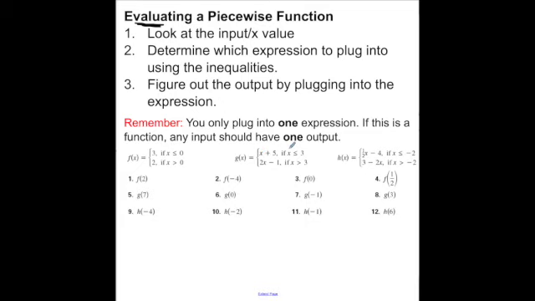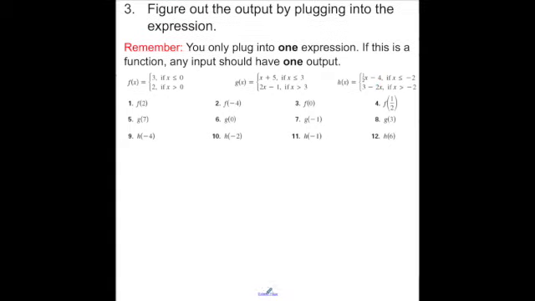G says if x is less than or equal to 3, use the rule x plus 5 to determine the output. And if x is greater than 3, use the rule 2x minus 1 to determine the output. Finally, h of x says if x is less than or equal to negative 2, use the rule 1/2 x minus 4 to determine the output. And if x is greater than negative 2, use the rule 3 minus 2x to determine the output.